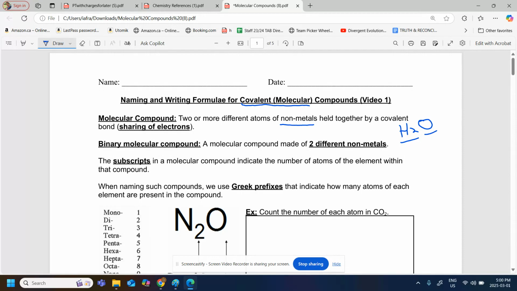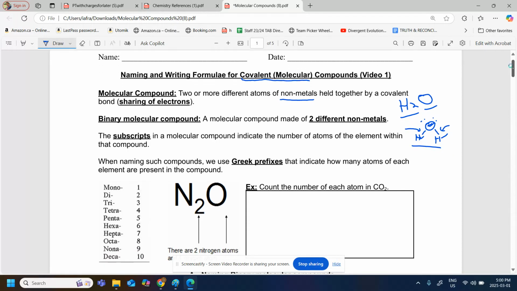The way these form is by sharing electrons. Instead of transferring electrons and making ions, you'll usually see these lines, which are called bonds. These dots are electrons on the oxygen. These lines are connections, bonds, showing that the H and the O are sharing their electrons to get a full valence shell in the end. So it's an electron share, not an electron transfer. That's important to understand, and it's only nonmetals.